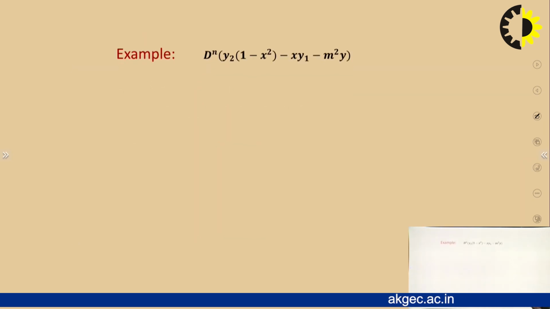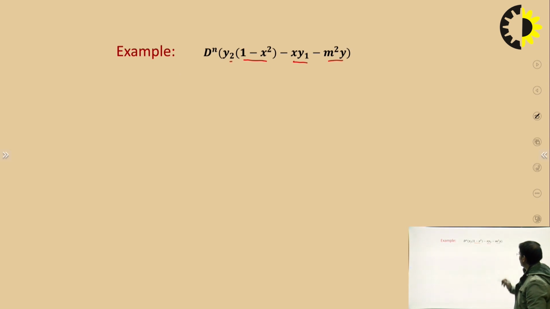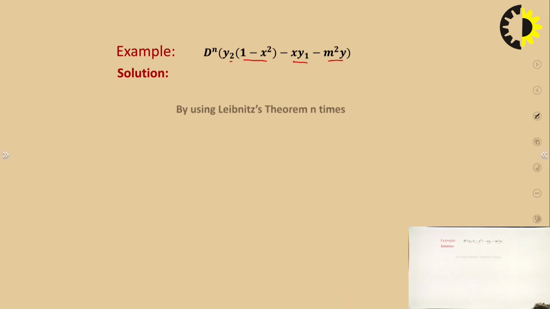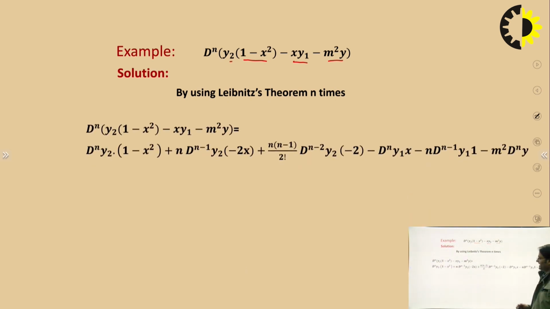Let us take some examples where we can apply this Leibniz theorem and see how we take the differentiation of some function. Here I have taken one example. In this example, I need to take the differentiation of y2 times: (1 minus x square) y2, then x y1, then m square y. Here m is a constant, so you are not supposed to differentiate this m. We are going to use the Leibniz theorem here. First of all, the theorem is going to be implemented on this term, later on this term, and later on this term.